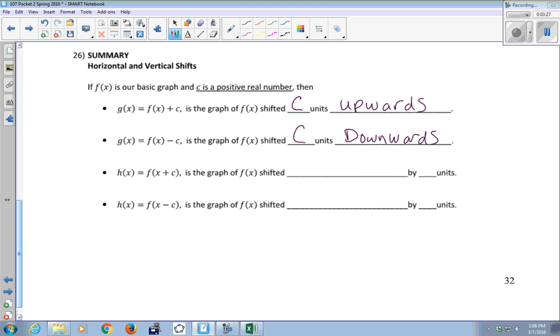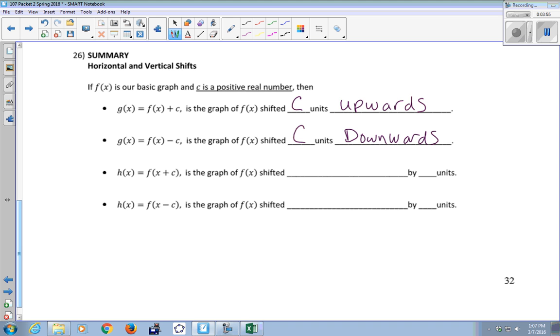Now I'm changing the x value before I apply the function f. So if I have a new function h, and it's going to be f at quantity x plus c, I'm changing the x value before I apply the function f. So that's going to shift me which direction? Left. I know, yeah, it's weird. It shifts c units to the left.